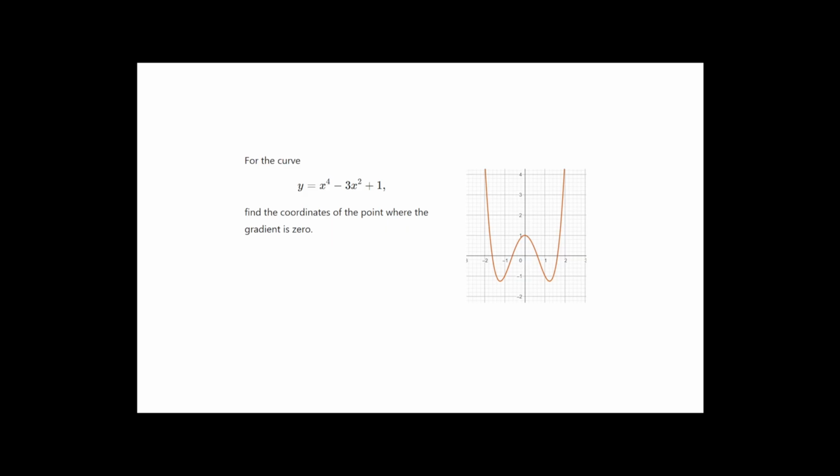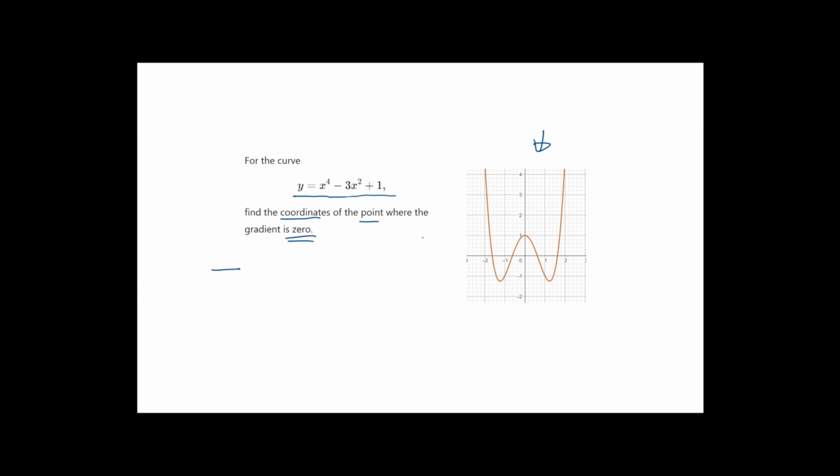All right, let's do some slightly more advanced questions. Not really that advanced, but you'll see what I mean. So for the curve y equals x to the power of 4 minus 3x squared plus 1, which is that one just there, find the coordinates of the point where the gradient is 0.